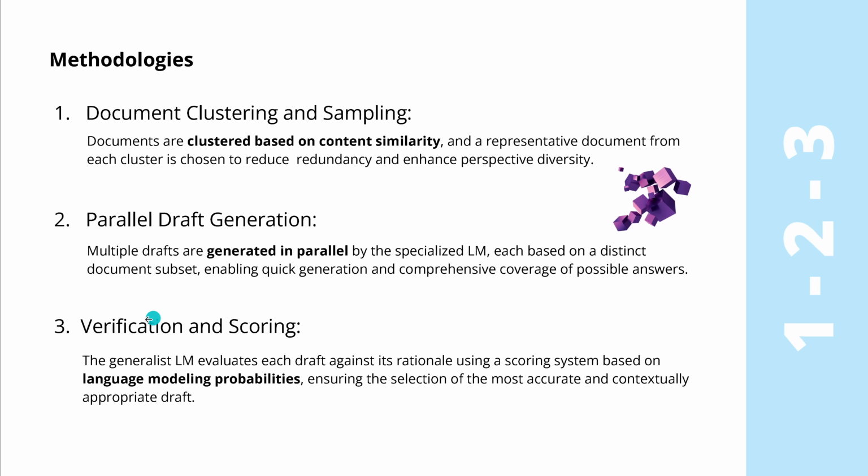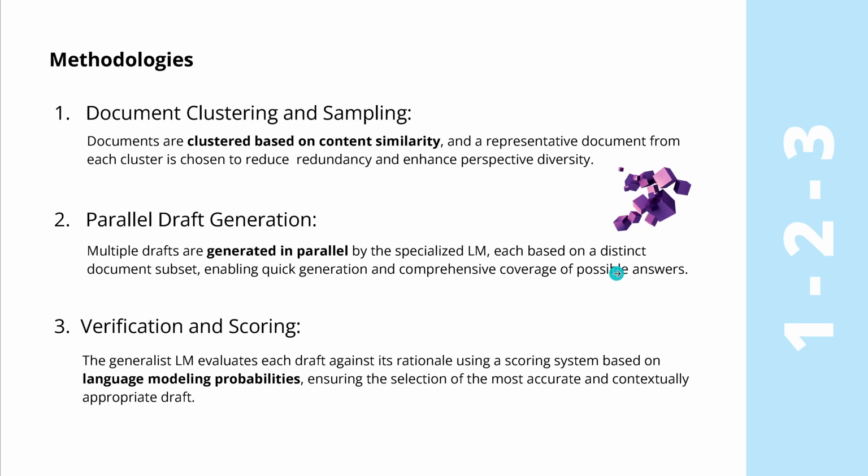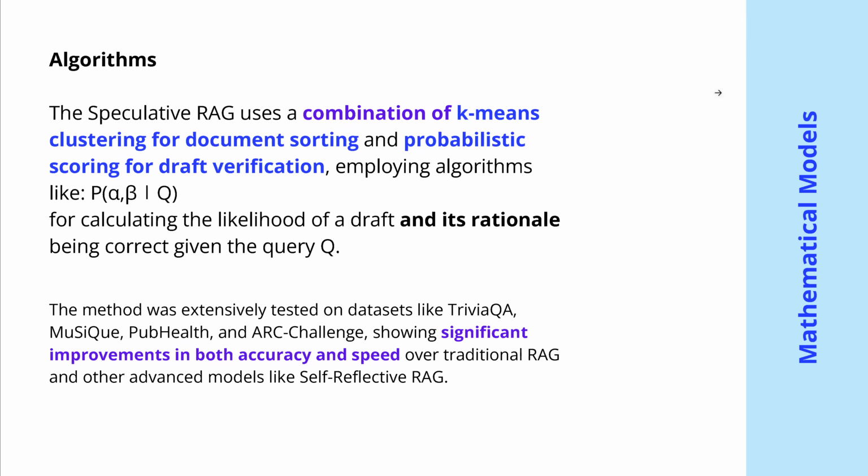And then after you have done this, you have a generalist, a huge large language model, that will evaluate each single particular draft against a given rationale, using now a particular scoring system based on our probability densities in the LLM, ensuring that the selection of the most accurate and contextually appropriate draft is done by the system. You see, as easy as 1, 2, 3. What could go wrong, you might ask? Well, absolutely right. So for the algorithm, we use something that we know. We use here a combination of a k-means clustering for the document sorting and, you got it, a probabilistic scoring for the draft verification. That's all that there is.